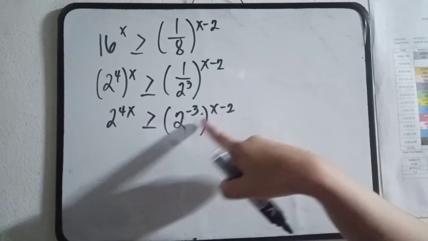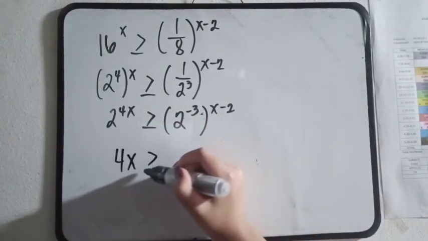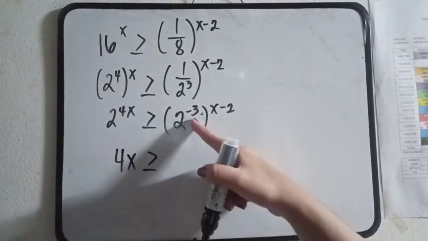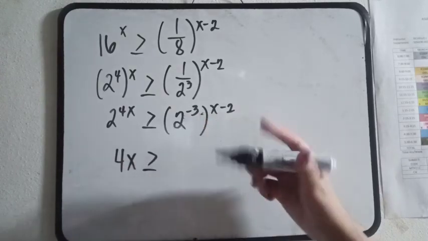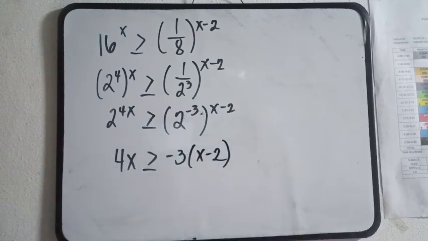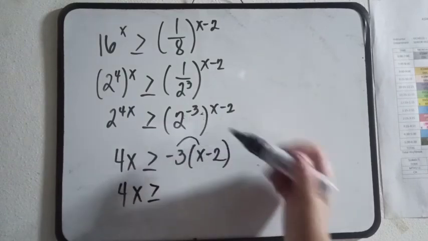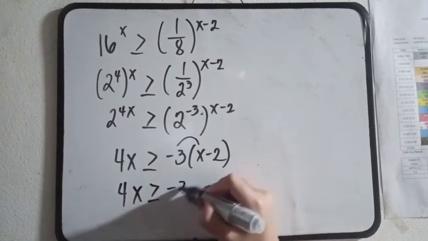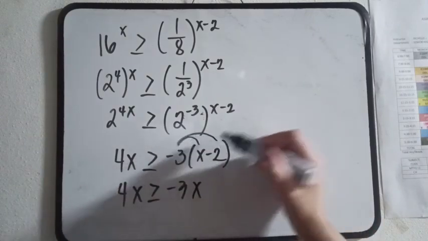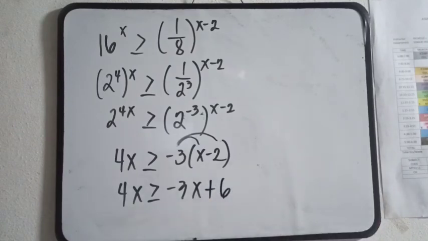Kunin mo na lang yung mga exponent. So, dito si 4x is greater than or equal to, si negative 3 multiply kay x minus 2. So, negative 3 times x minus 2. Okay, so 4x is greater than negative 3 times x is negative 3x. Negative 3 times negative 2 is positive 6. Okay, so combine like terms. So, ang like terms dito ay si 4x and negative 3x.